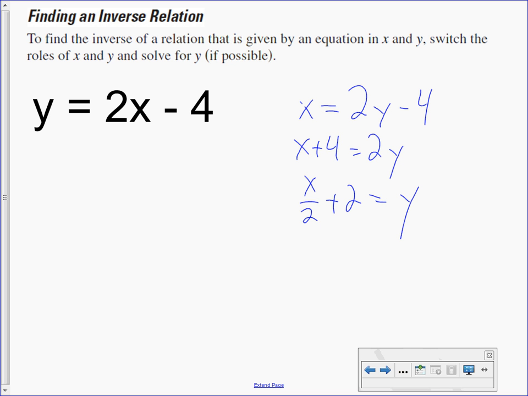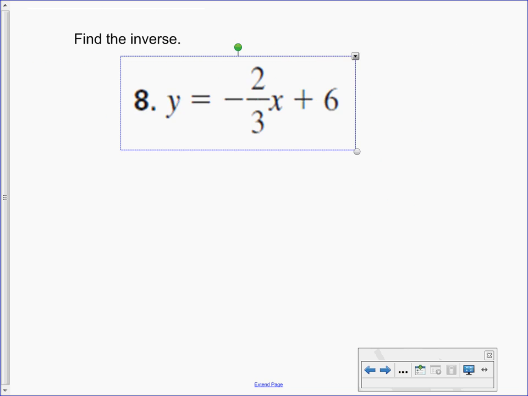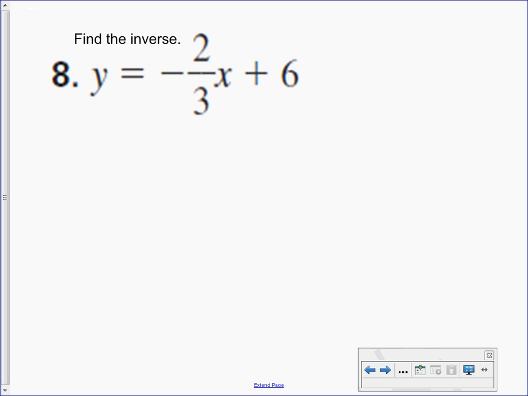Not so scary to start with? It's still a bit. All we're doing is flip-flopping the x's and y's. So, take a minute, flip-flop the x and y's and resolve this.